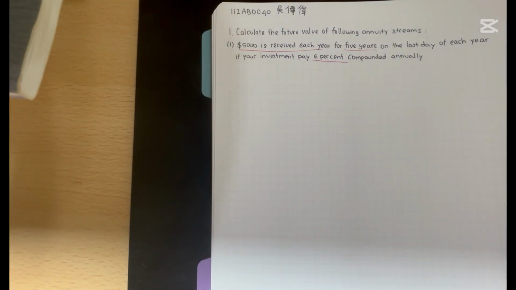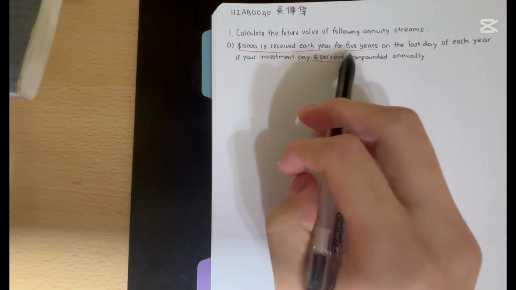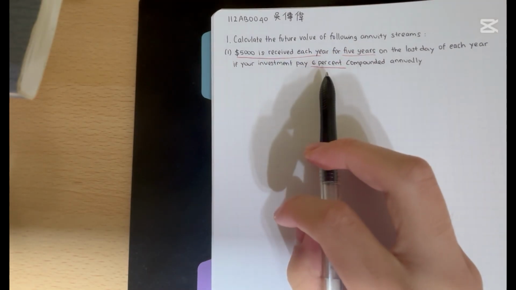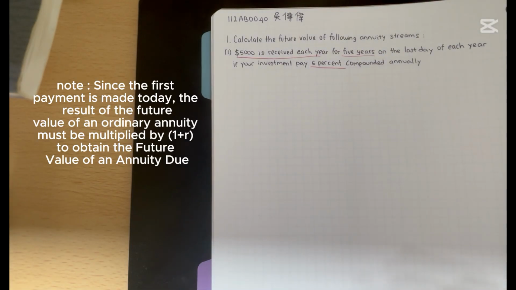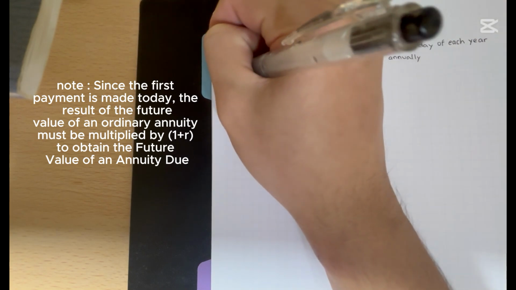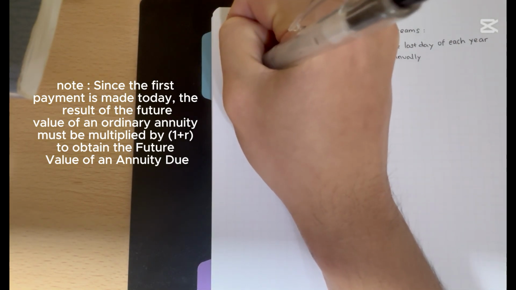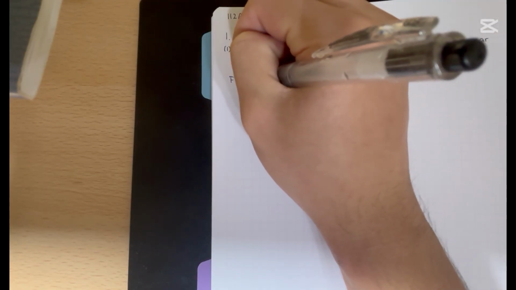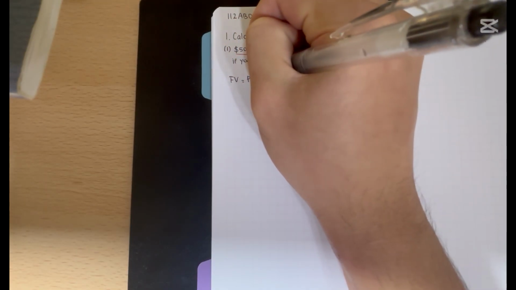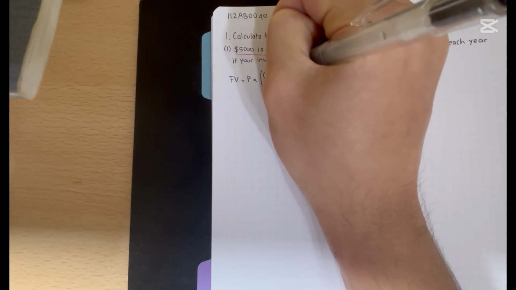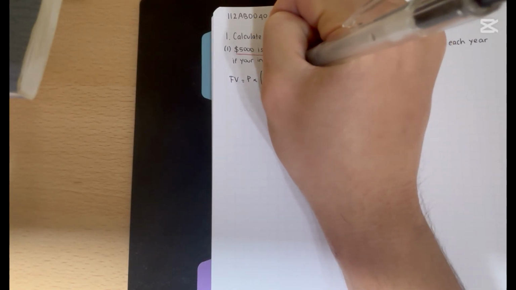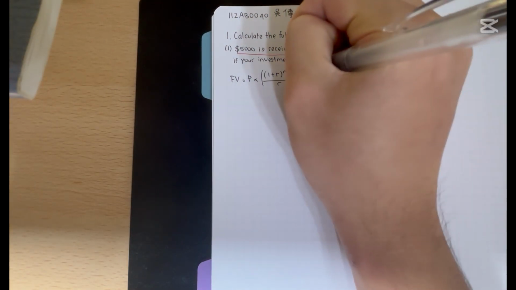So the most important thing is that this is a future value question, where payments of $5,000 are received annually for 5 years with an interest rate of 6% per year, paid at the end of each year. So we are using the formula FV equals P multiplied by open bracket 1 plus R raised to the power of n minus 1, divided by R.